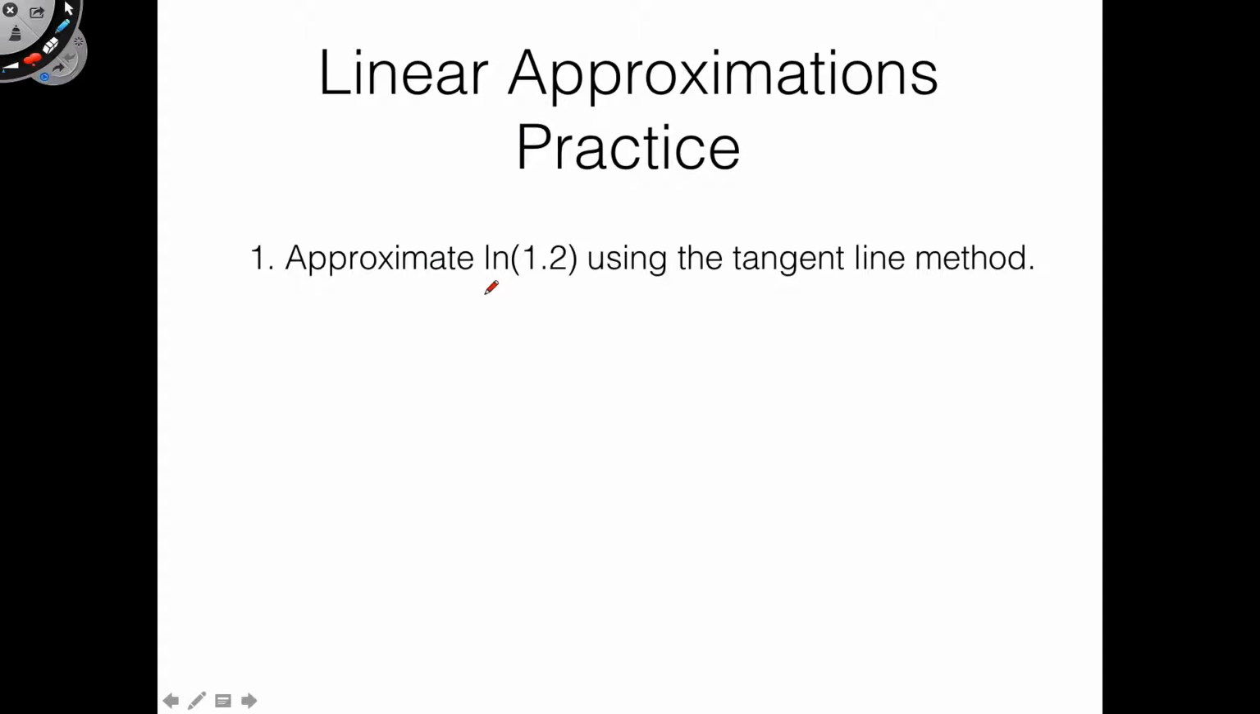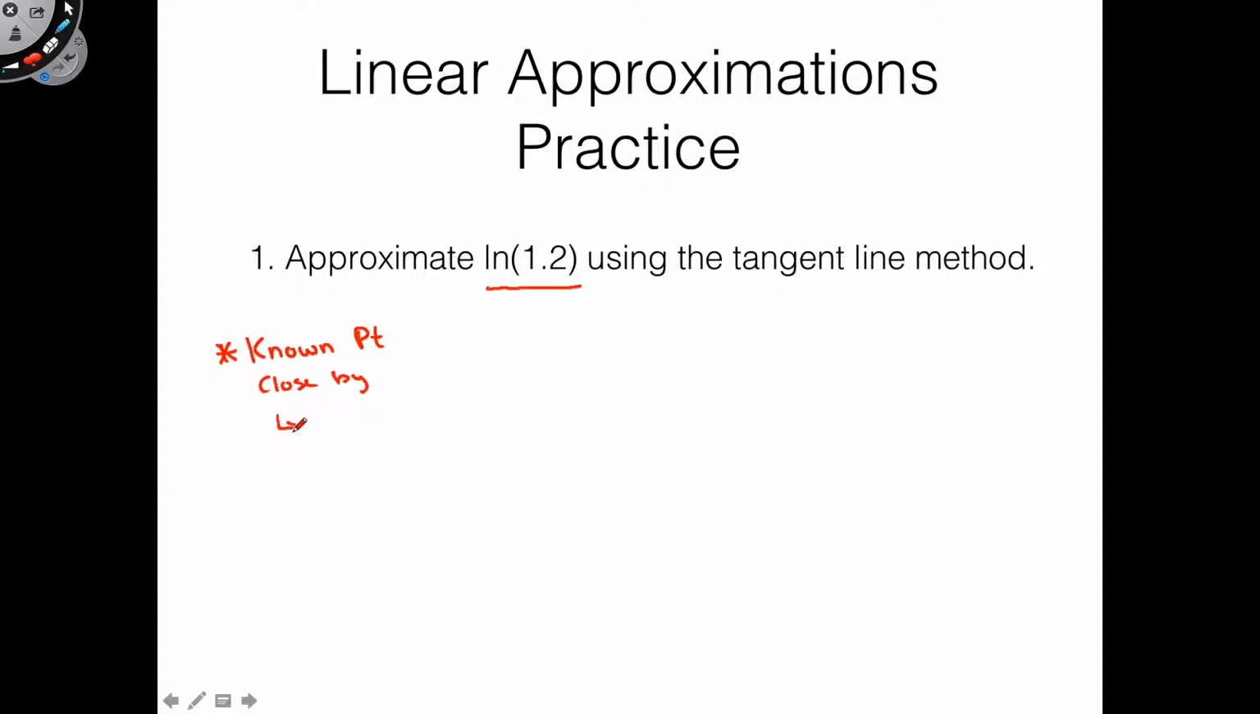So we need to approximate ln of 1.2 using the tangent line method. What's the first thing we need to do? Well, the first thing we need to do is find a known point close by. This gives us a reference frame that we can use to figure out our tangent line and all those sorts of things.